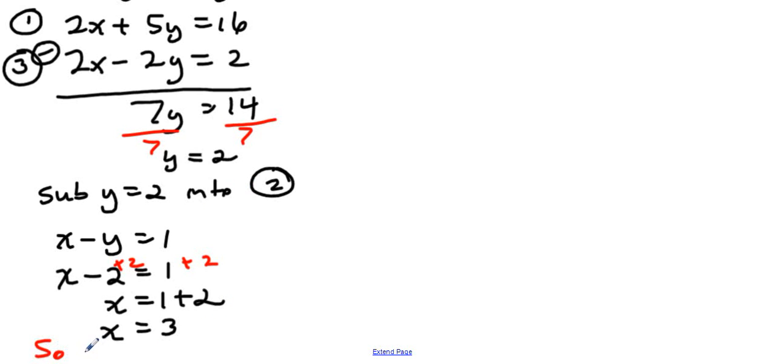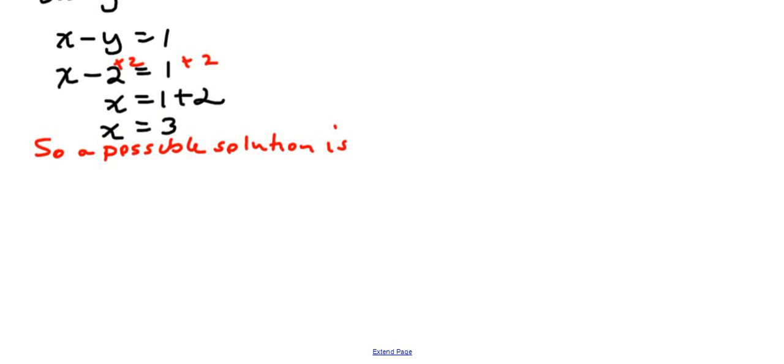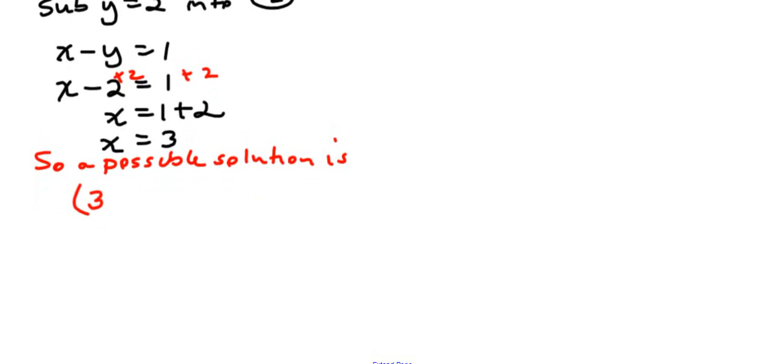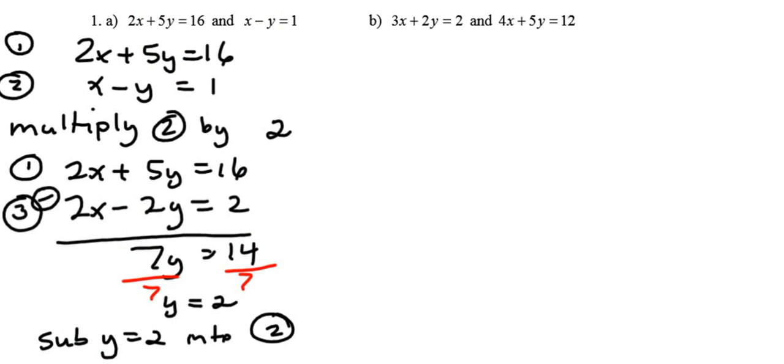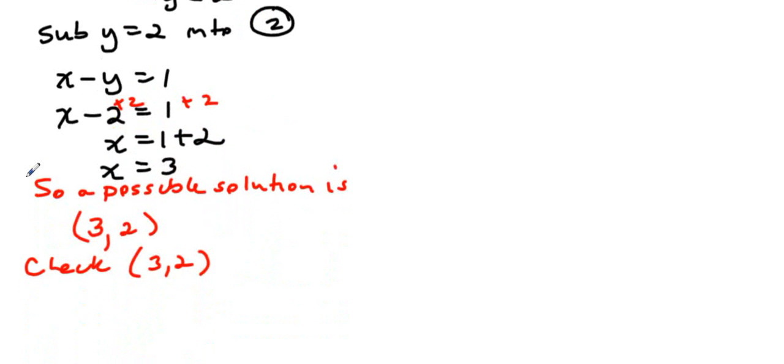Oopsie, oh well, I'll leave it as red. So a possible solution is 3, and what was the other point? I think it's 2. 3, 2. Okay. I know this gets tedious, but we've got to check it. So we're going to check 3, 2. And we always check in the originals. Always, always. So 2x plus 5y equals 16.